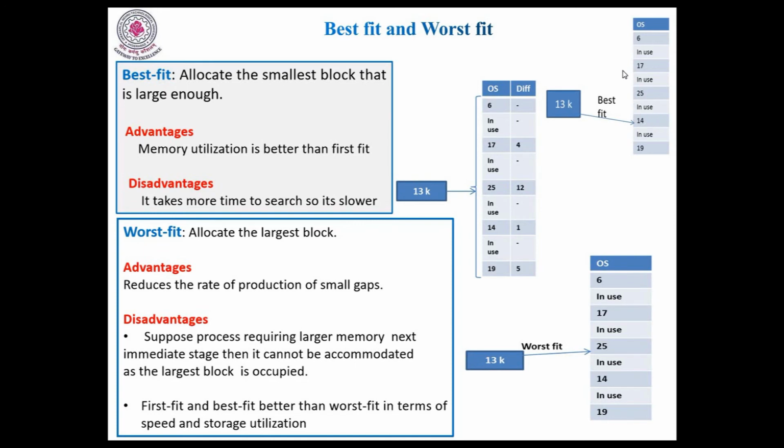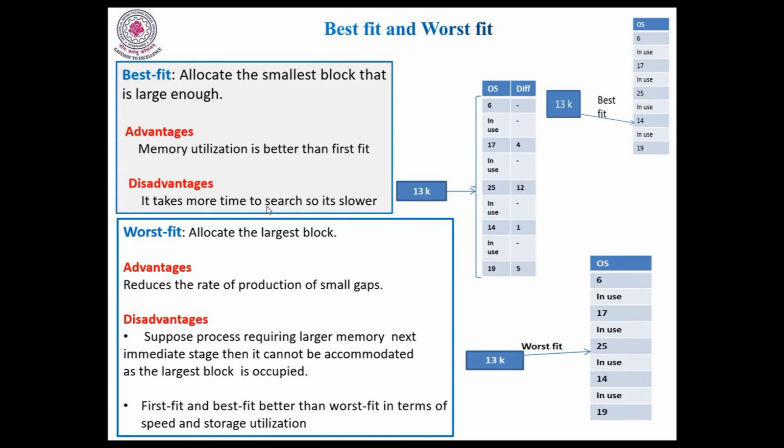Let us see here. With the first fit algorithm, I will find this is the right partition. With the help of the best fit algorithm, this is the right partition. So you see, what is the internal fragmentation? Here it is 4, here it is 1. So memory utilization is better than first fit.